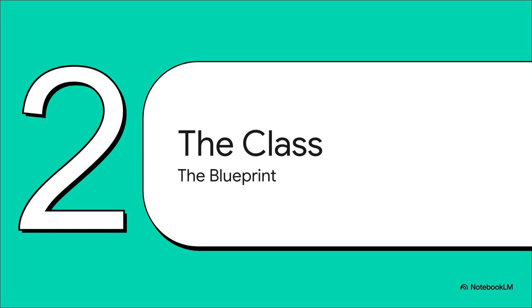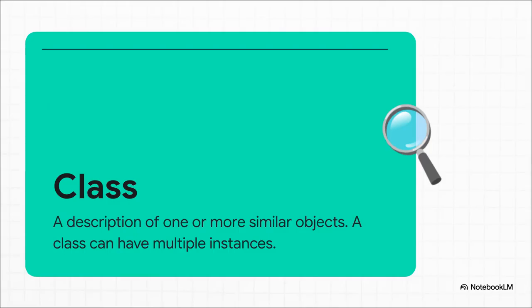Okay, so Fido is our specific one-of-a-kind object. But where did he come from? We don't want to have to describe what a dog is from scratch every single time we need a new one in our program. And that right there is where the class comes in. A class is, well, it's the blueprint. It's not an actual dog, but it is the definition of a dog. It's the template that lays out all the rules for what makes a dog, and we can use that template to create as many individual dogs as we want.